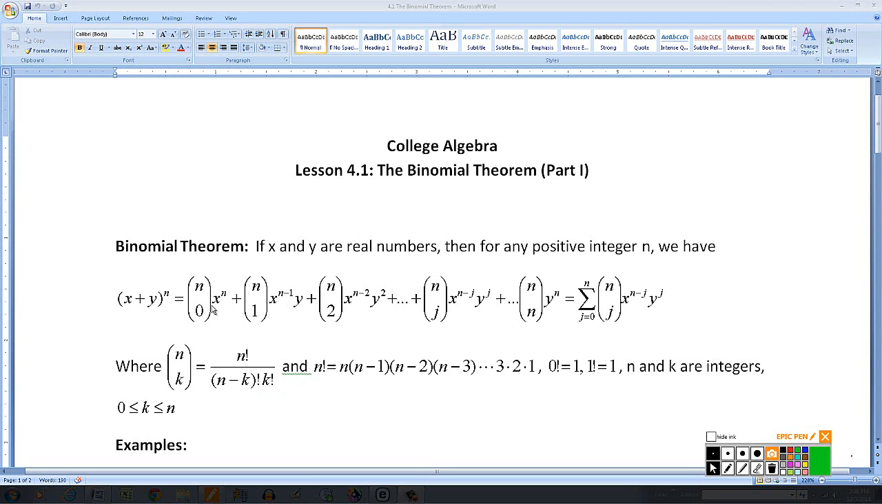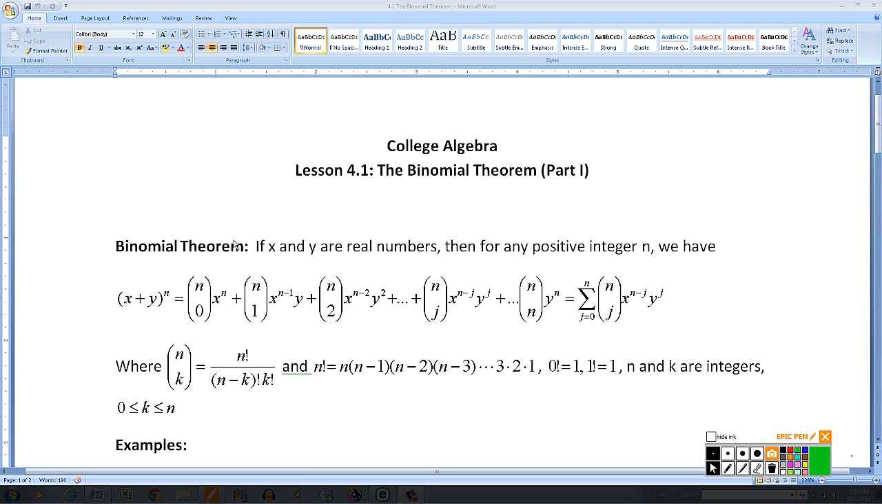So the formula goes n over 0, x to the n, plus n over 1, x to the n minus 1, y, plus n over 2, x to the n minus 2, y to the second, and so on. The point here is that every term of the expansion is going to have an x and a y, except for the power 0. On the first term, you don't see the y because the power is 0. y to the 0 is 1. On the last term, which is n over n, y to the n, you don't see the x because the exponent is 0. x to the 0 is 1.